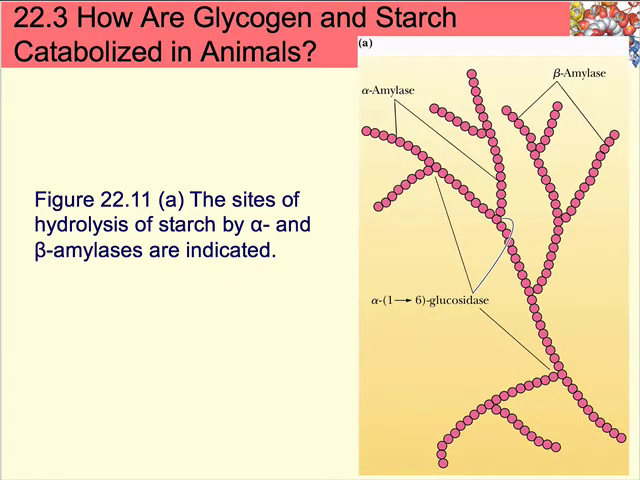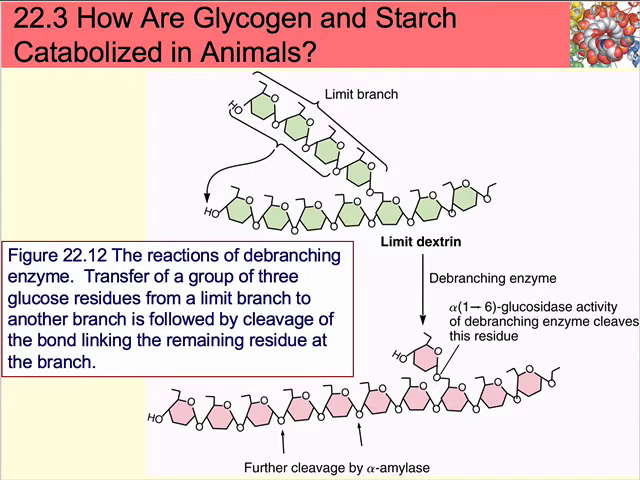The sites of hydrolysis of starch by alpha and beta amylases are indicated here. The reactions of the debranching enzyme are shown here. Transfer of a group of 3 glucose residues from a limit branch to another branch is followed by cleavage of the bond linking the remaining residue at the branch.